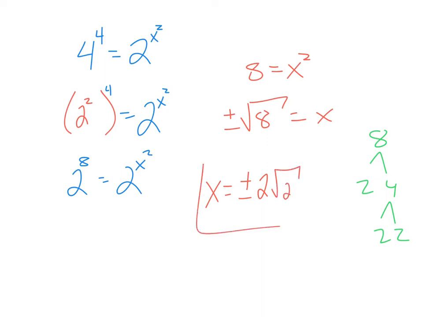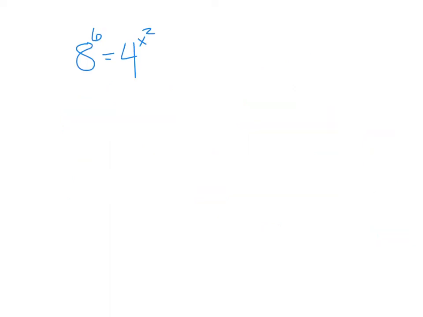Again, these are easy to check. Plug them in. 4 to the 4th is some number. Is that number the same as 2 raised to the 2 radical 2 squared? Is that okay? So far we've only had to mess with one side. That doesn't mean that's the only thing to do. Sometimes you have to mess with both sides.